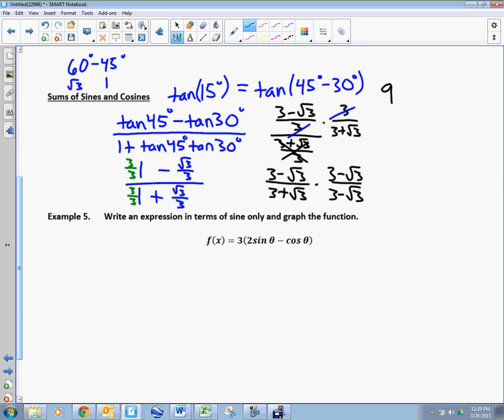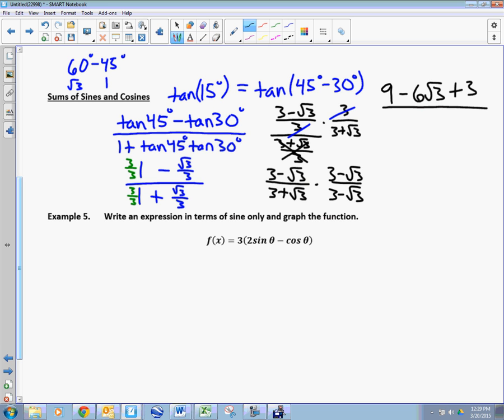Okay, so I got to FOIL this out, right? 3 times the negative root of 3 and 3 times the negative root of 3 will give me 6 roots of 3, right? Negative 6 roots of 3. And then what's the negative root of 3 times the negative root of 3? Positive 3.